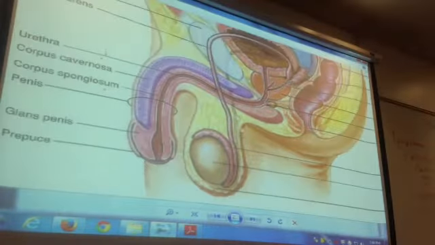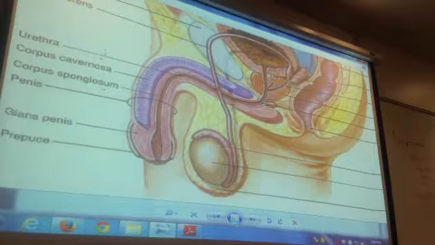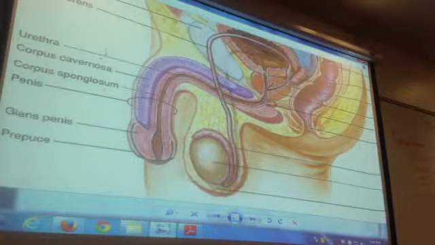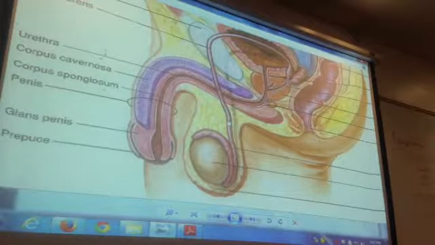Let's find my vas deferens. There it is. So you cut there, sperm can't get out. No sperm. What happens to the sperm? They just stay in your epididymis, and eventually they die after two weeks, and your white blood cells eat them and spit them out, and you make new ones.